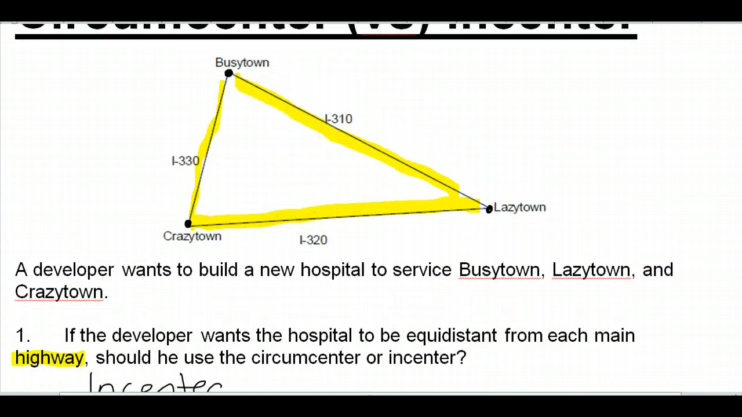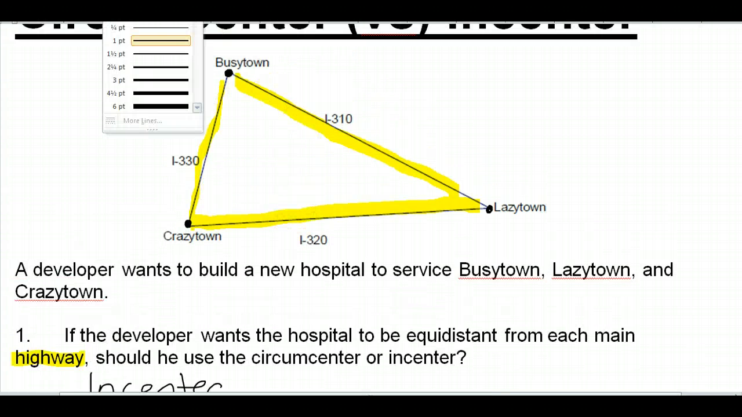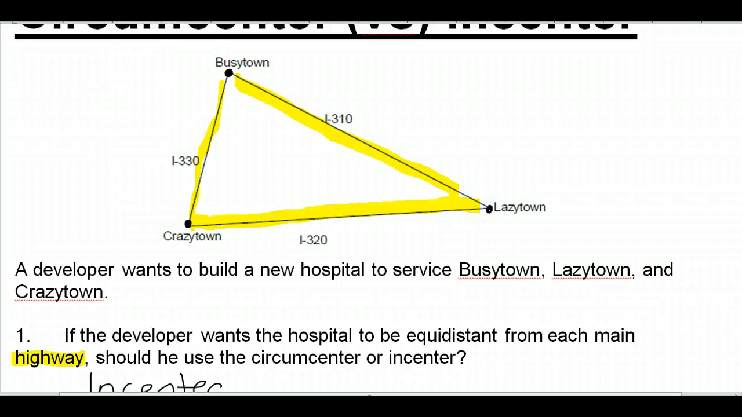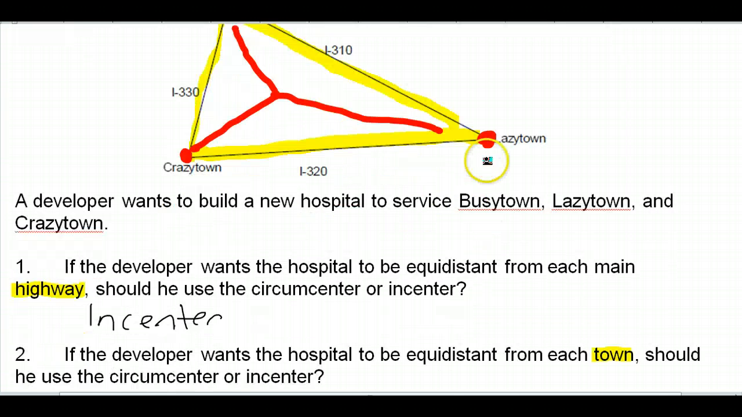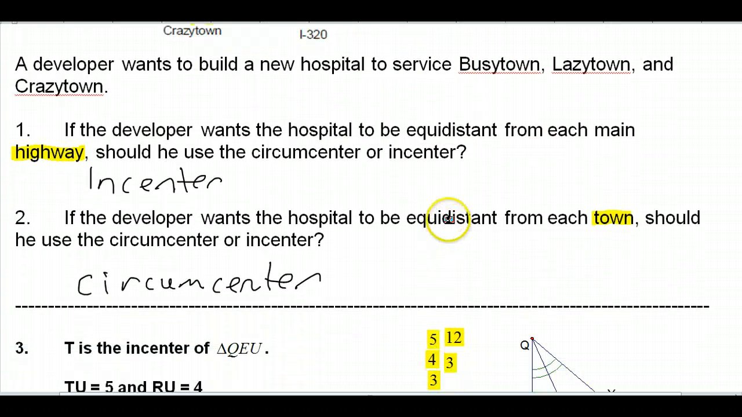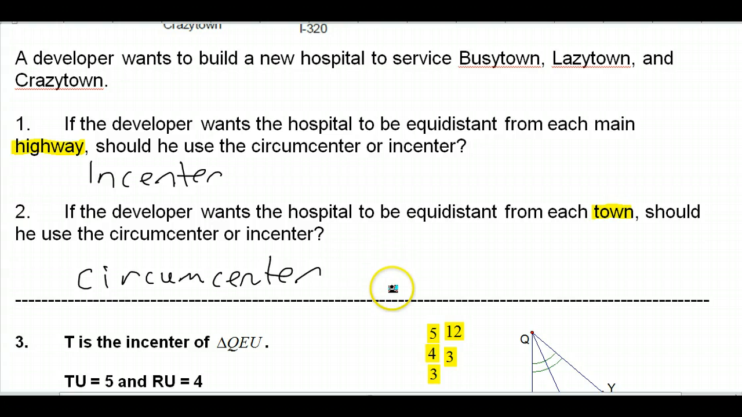This is what I'm talking about. Because it said we wanted the towns, and if you look, the towns are the vertices. So in this case, equidistant to the towns means equidistant to the vertices. That's circumcenter, so that's why it's going to be circumcenter this time. Do you guys feel like you understand number 1 and 2 now? Yeah. Yep.